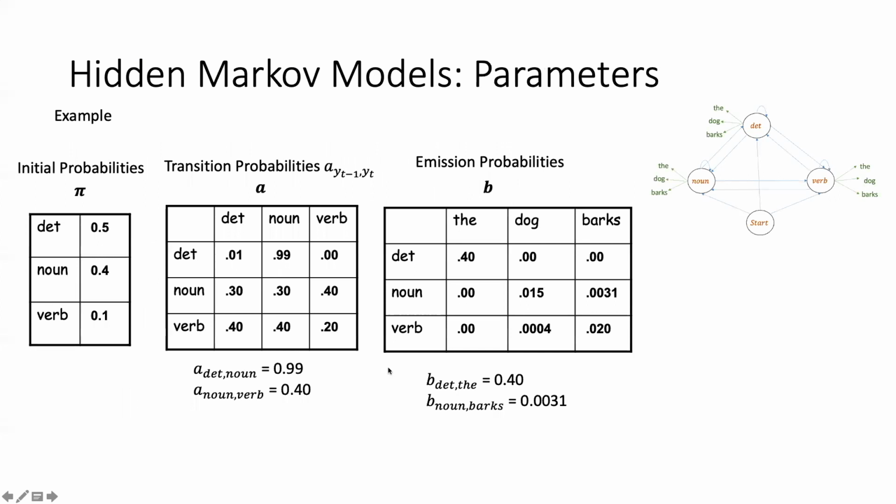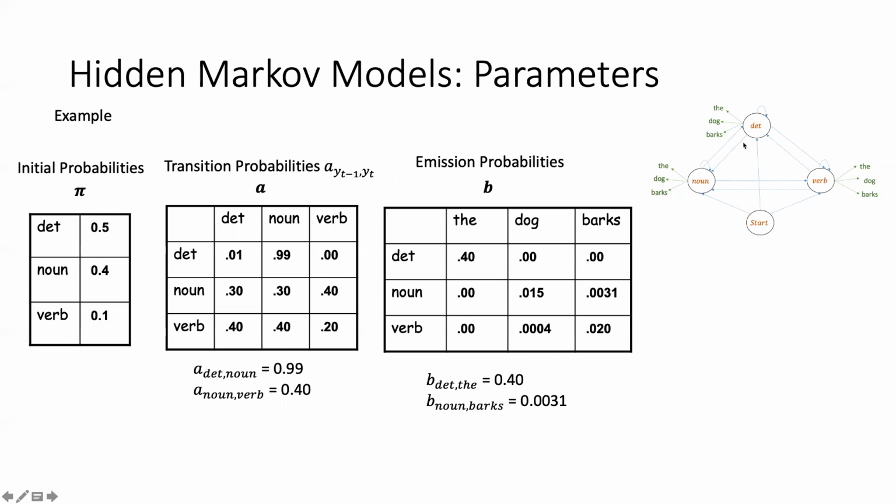Let's consider a simple example, the dog barks, and see what parameters are involved in modeling using HMM. These are the values which we have provided for the sake of example for understanding. In the start state, we can visit any of the three states: determiner, noun, or verb. So the initial transition probability is captured by the initial probabilities, which are denoted as pi.